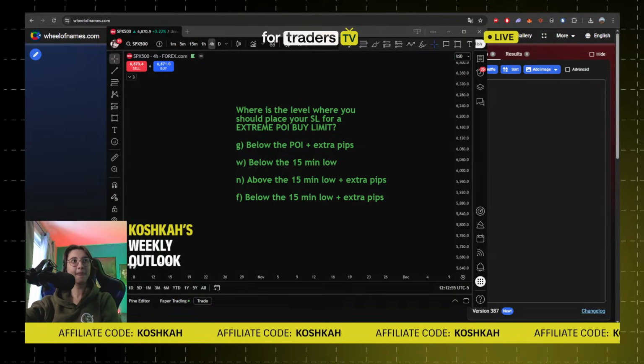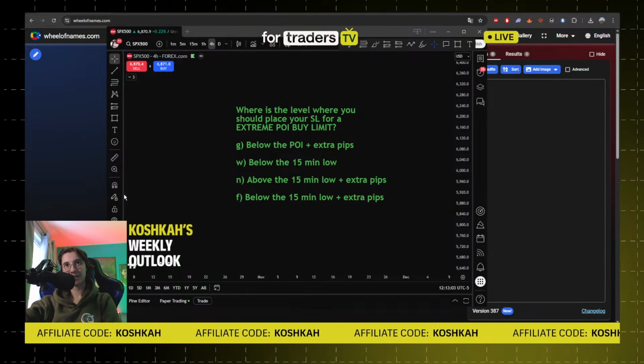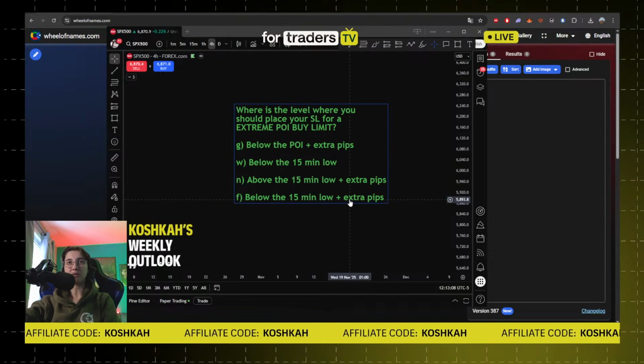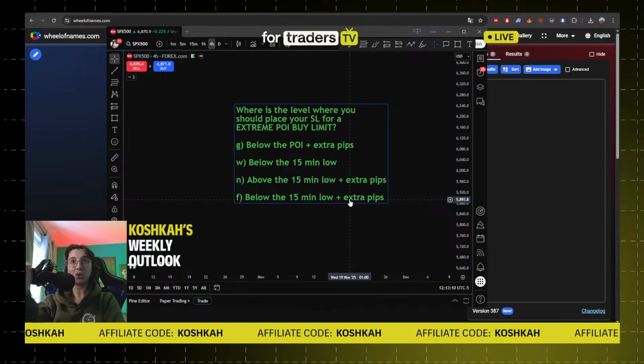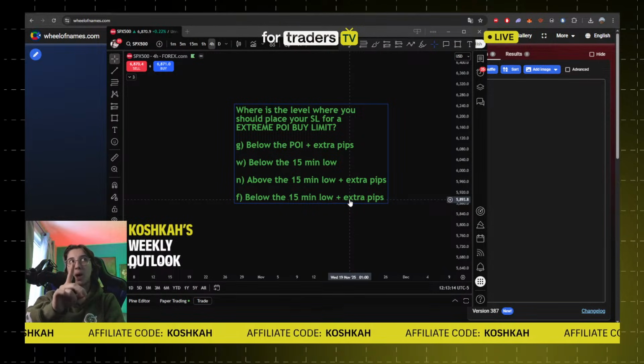So the right answer is the letter F. It's basically below the 15-minute low plus extra pips, not just below the POI. You need to cover the entire low. It's not just covering the POI, you know?